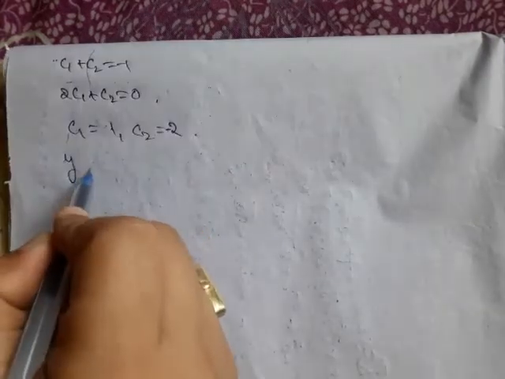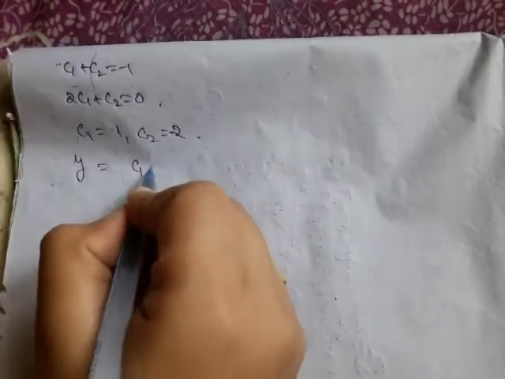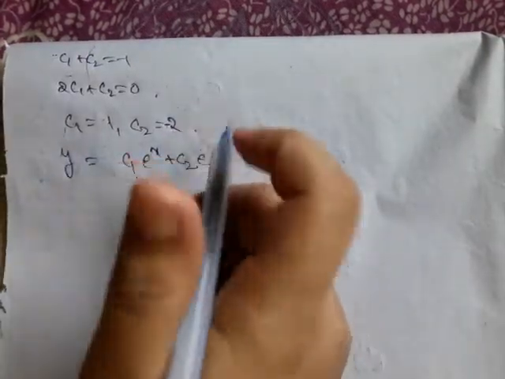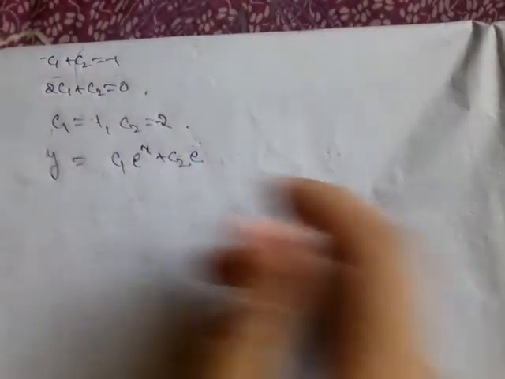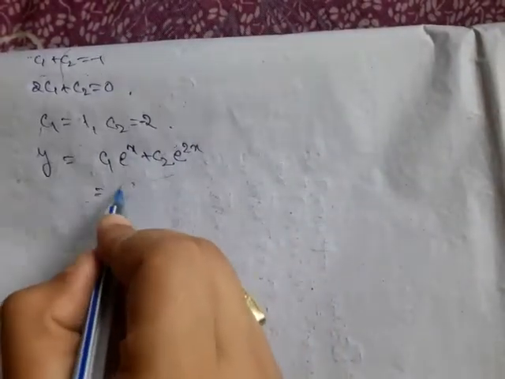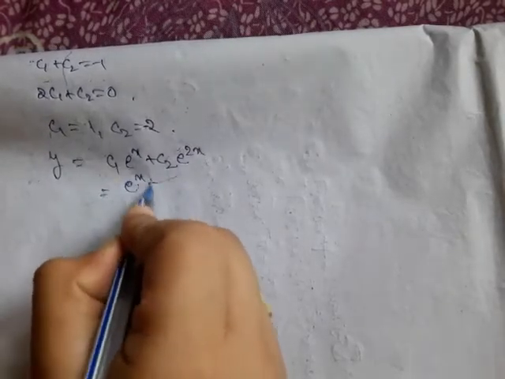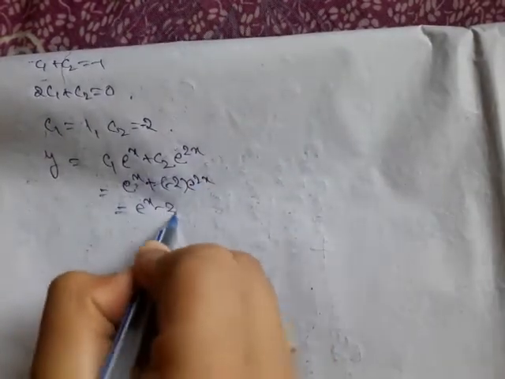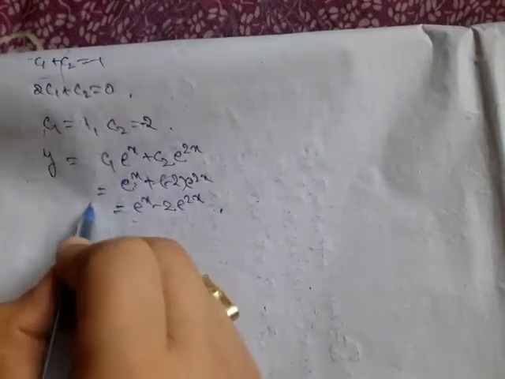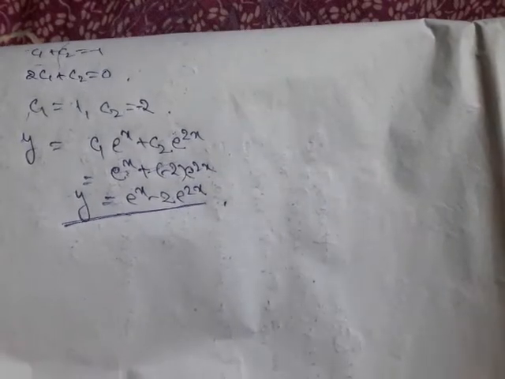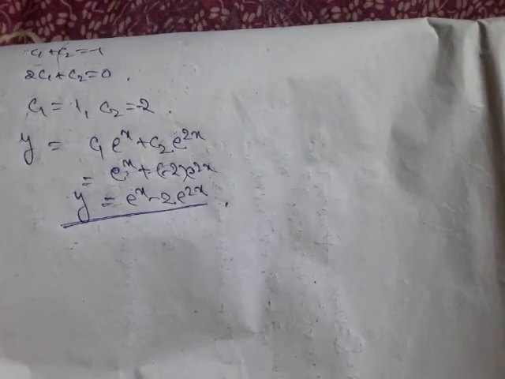Okay, then we know that our general solution is c1 e to the power x plus c2 e to the power 2x. Okay, so then we put the value of c1 and c2. c1 is 1, so this is e to the power x, and c2 is minus 2, e to the power 2x. So this is e to the power x minus 2 e to the power 2x. Okay, so our particular solution is this. Okay, clear? Then solve the examples and exercises given here.